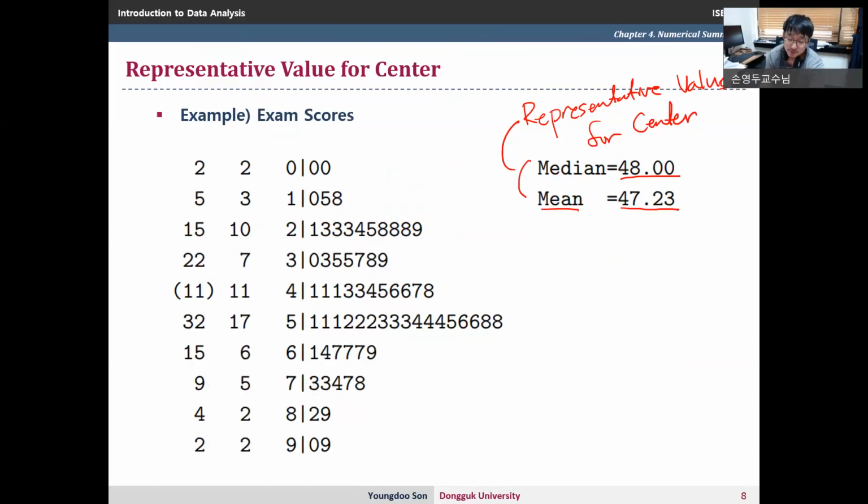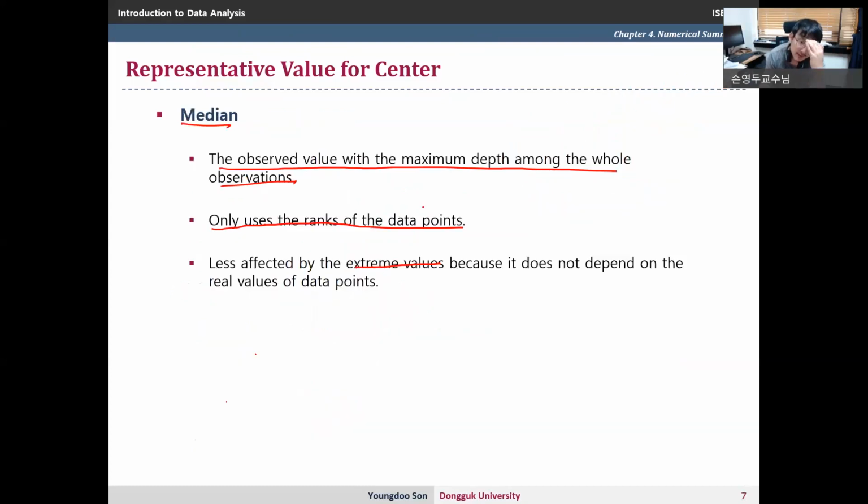And the important difference between the mean and median is that the mean is affected by the extreme values because it uses the attribute values, or values of the variables. However, the median only uses the ranks of the data points. It does not use the values of the data points. So it is less affected by the extreme values. Okay, so this one is the important property of the median.